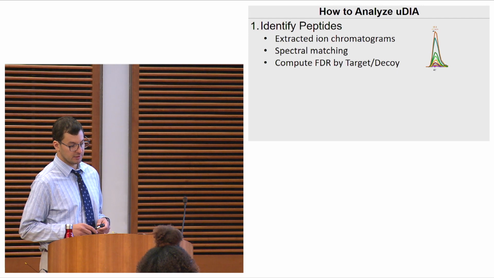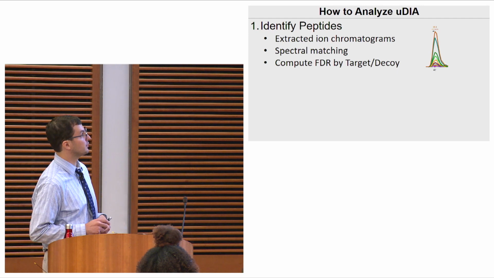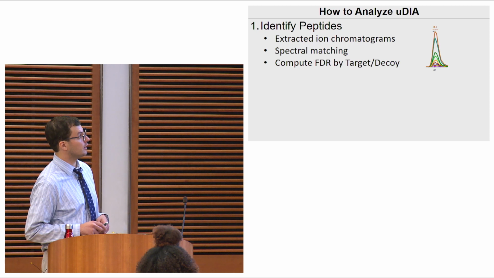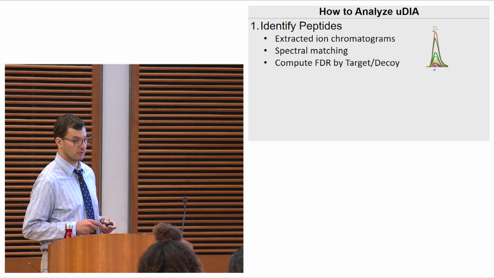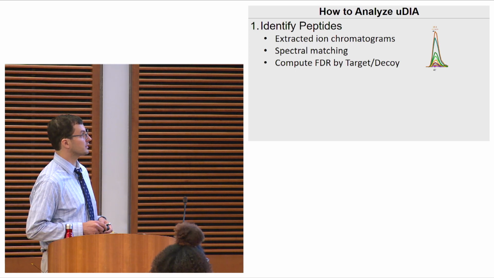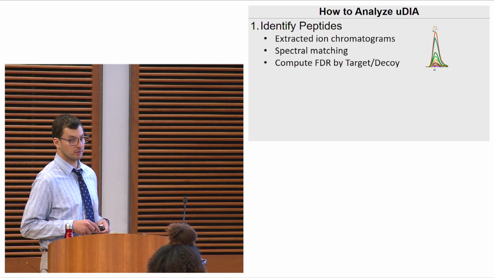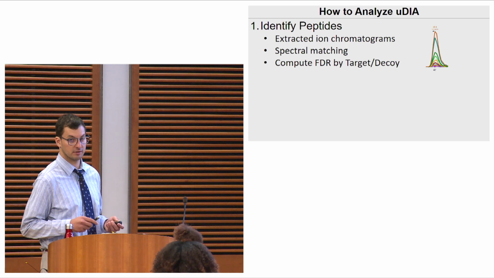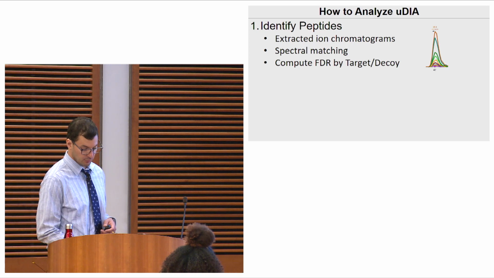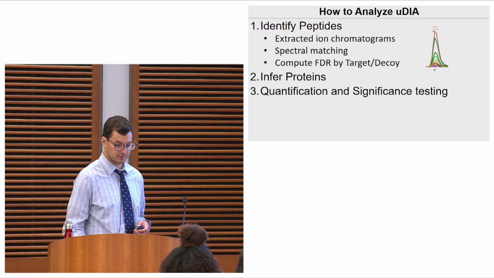There's also at least one program that will try to do spectra-spectra matching. But for either of these methods, you still need to compute your FDR with a target-decoy approach, and that's done the same way. So we extract chromatograms for our targets, but we also extract chromatograms for fake targets or for decoys. And then we assign some statistics to our identifications.